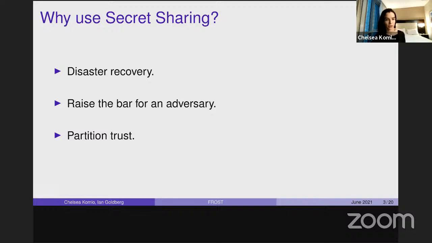Actually, secret sharing was introduced in the 80s and the use case there was to protect nuclear launch codes. So you can see even at its inception, secret sharing was intended to protect trusted things and require cooperation among some cohort in order to do that trusted thing.